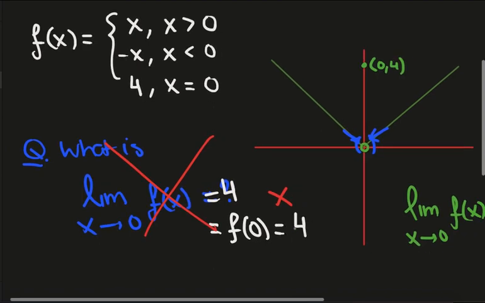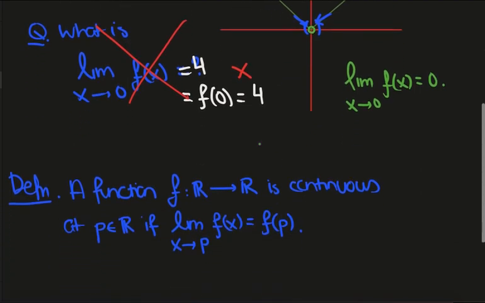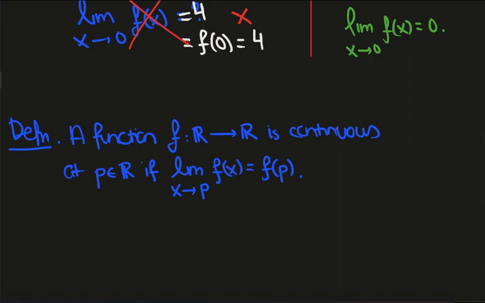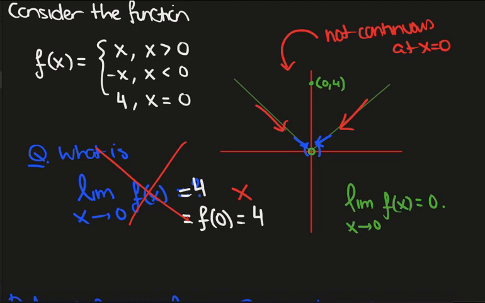This is related to another concept that people are struggling with, which is continuity. So let's look at a function defined on the reals to the reals. We'll say that a function of this type is continuous at some point if the limit as x approaches that point is actually equal to the function value. Here, this function is not continuous at x equals 0, because as we approach 0 along the function, it approaches 0, but it does not equal 0, it equals 4.